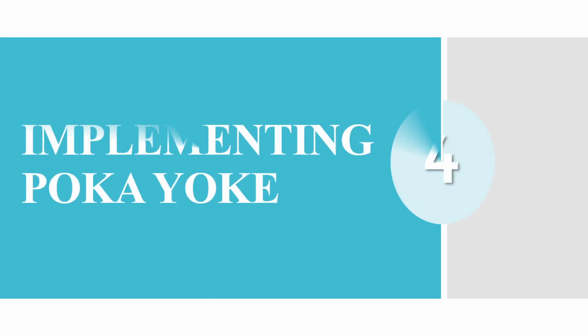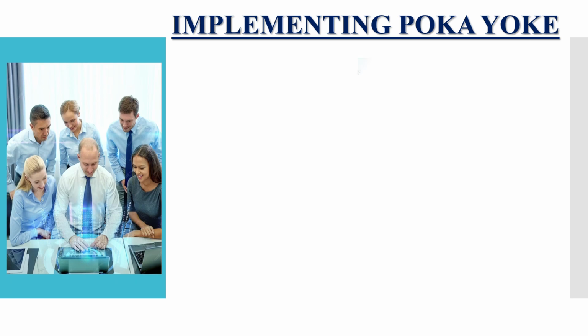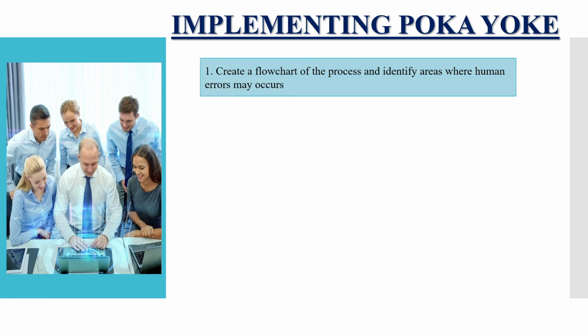Next, let us study how we have to implement the Poka Yoke. What is the implementation process of Poka Yoke? So the first step is we have to create the flowchart of the process and identify where the human error may occur. First, we have to look at our process flow, and we have to identify the potential root causes of the error.